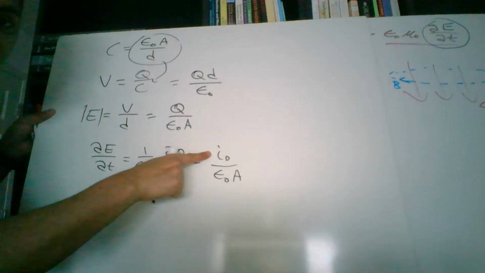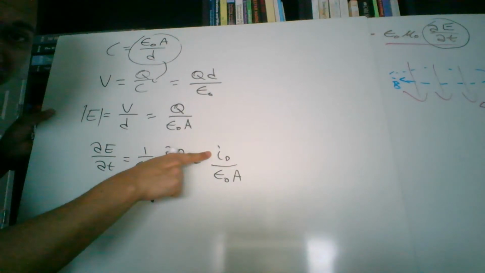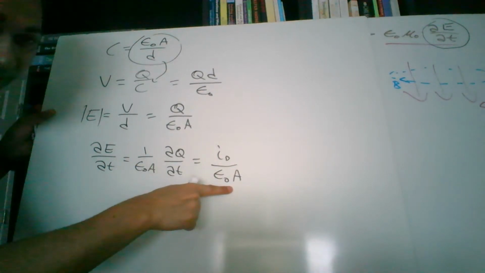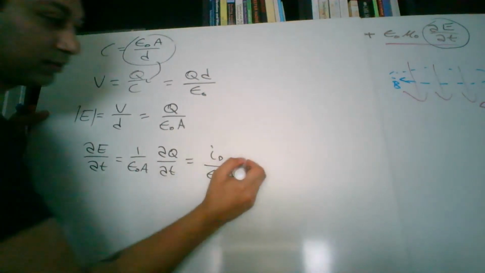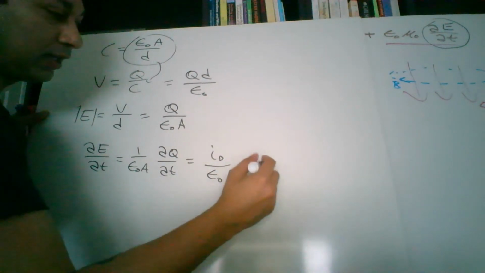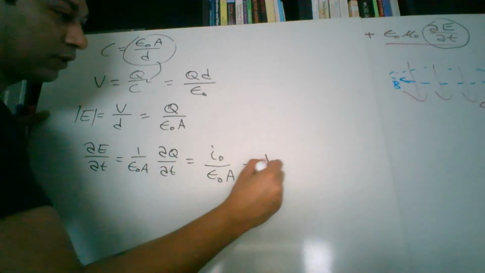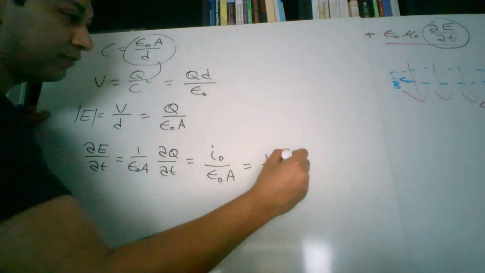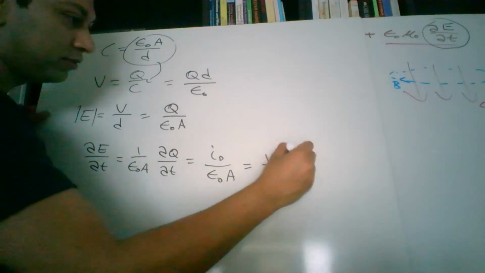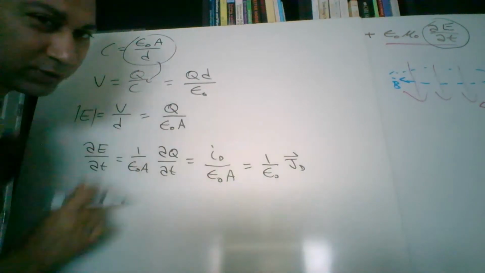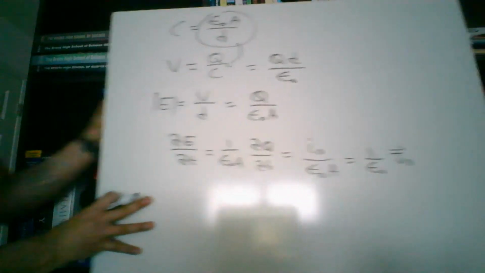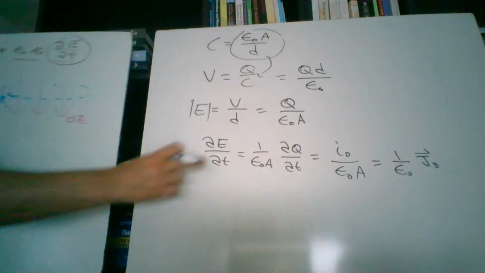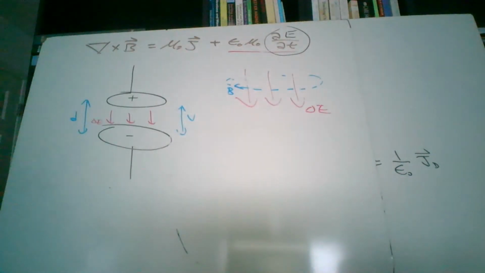Now, I over A is the current density. So we get 1 over epsilon naught times the current density, J. And this D stands for the displacement current density. So now what we're going to do is plug this equation back in, into here.